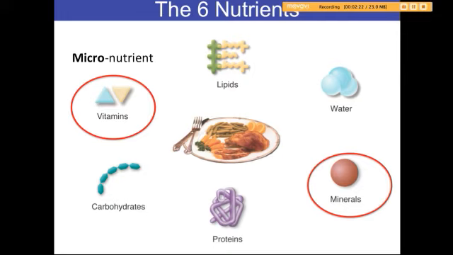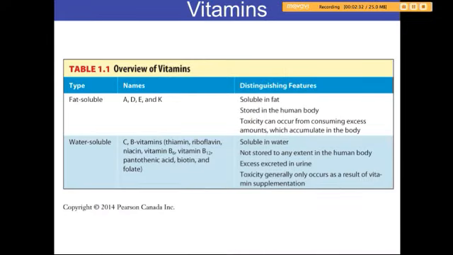Vitamins and minerals are called micronutrients. The word micro means small because we need to consume them in relatively small amounts. We won't go into too much detail, but you can separate vitamins into 2 types. They're either fat-soluble or water-soluble. And that really talks to where in the body they are stored and where in the body they are used.